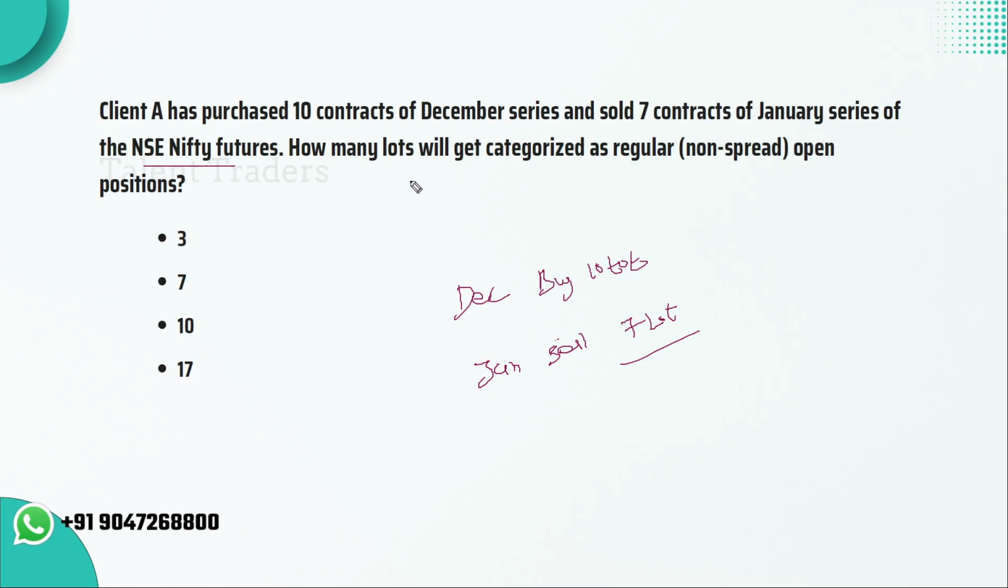Here they are asking how many are regular non-spread. The remaining 3 lots are the open position, the non-spread. If it is a hedged position, it means 7. So 3 positions are open or non-spread positions, because they use 2 different contracts on the same instrument, like Nifty future here. So the remaining 3 should be the open position or non-spread position. So 3 is the answer for this question. It's a simple one to understand.